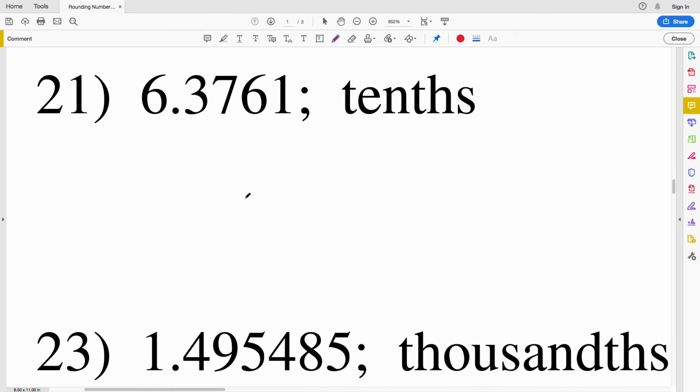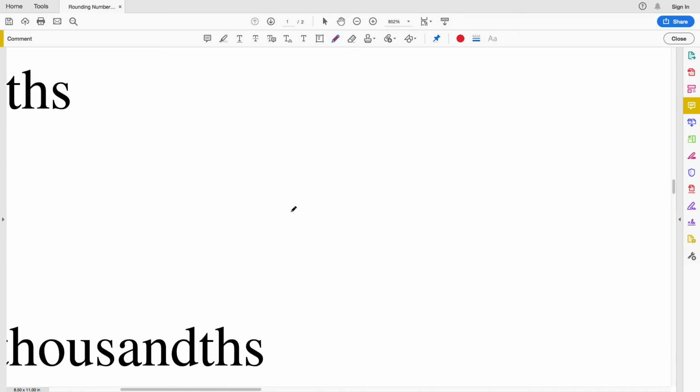In number 21, we're rounding to the tenths again. So looking at the hundredths place, that's a 7, which is greater than 5. So we know that this number is going to be rounded up. And it falls between 6 and 3/10 and 6 and 4/10. So this will get rounded to 6.4. In other words, 6 and 4/10.